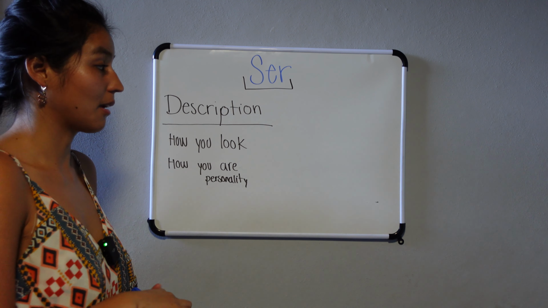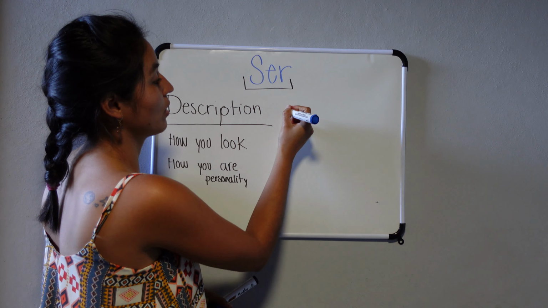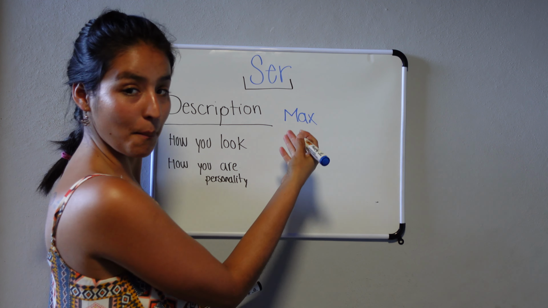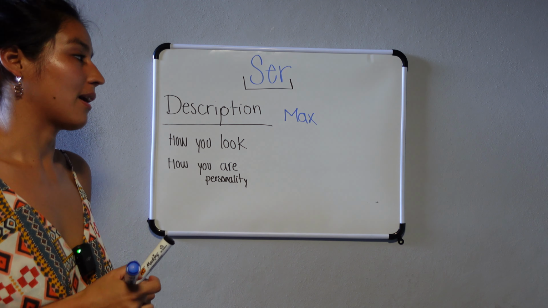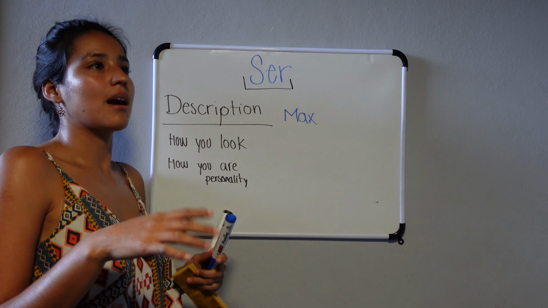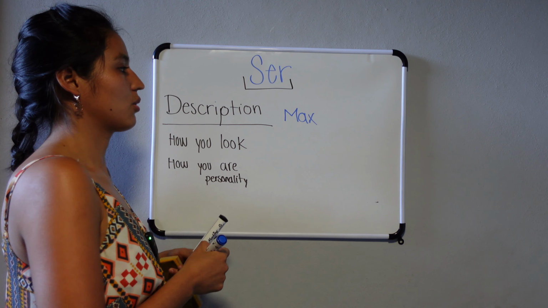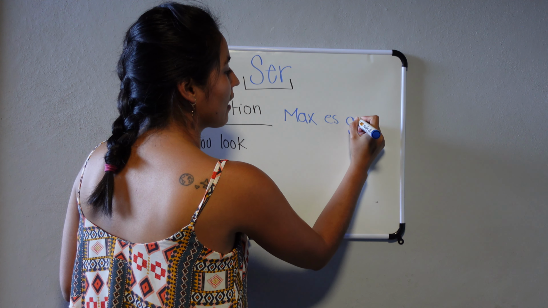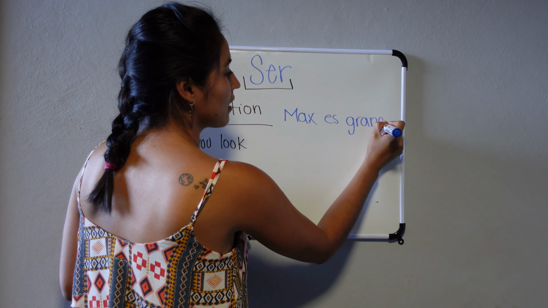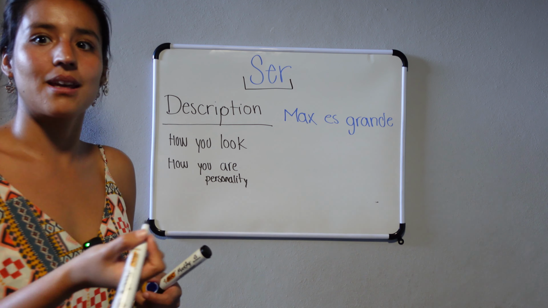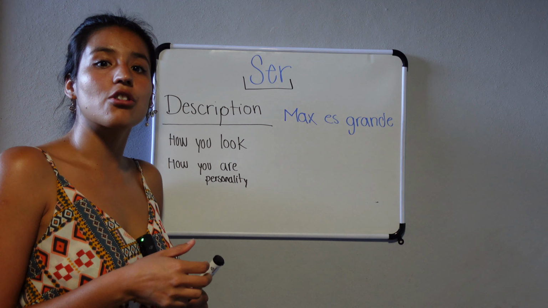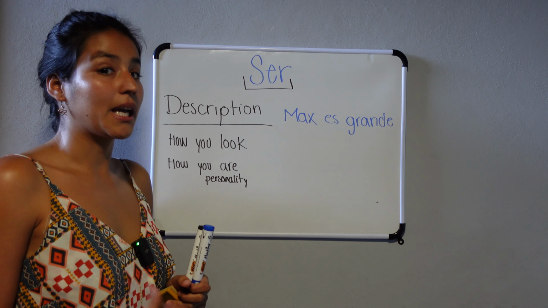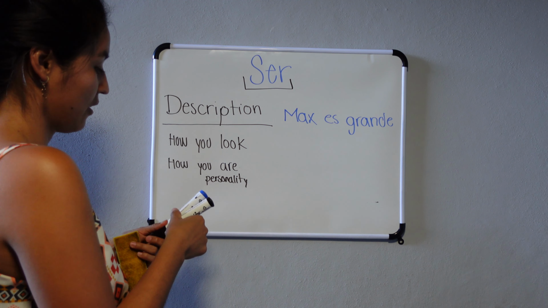So, I'm gonna introduce you. I have a dog, his name is Max, so he's gonna be always showing up in the lessons. So his name is always gonna be here, Max. So, I'm gonna describe Max. I wanna say that Max is a big dog. So I'm gonna say, Max es grande. Okay, I'm also describing him. Now we're gonna describe a thing. Okay, a thing, my couch.